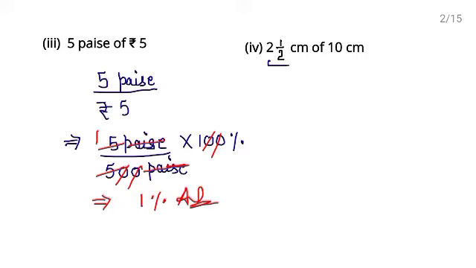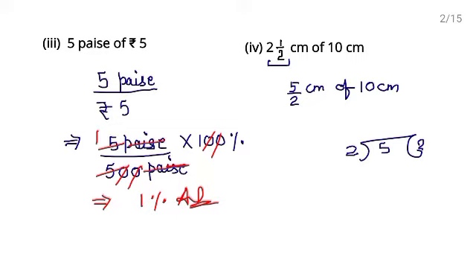Next, fourth part, this is in mixed fraction. So the first step is to convert it into an improper fraction. So this is 2 2s are 4 plus 1, 5 upon 2 centimeter of 10 centimeter. Okay. So how can we write 5 upon 2 centimeter? 5 upon 2 means 5 divided by 2. 2 2s are 4, 1. Put decimal here, 0. 2 5s are 10. Right. So 5 upon 2 can also be written as 2.5 centimeter of 10 centimeter.